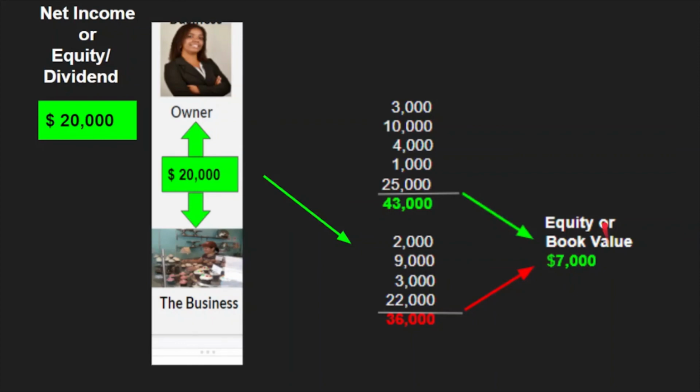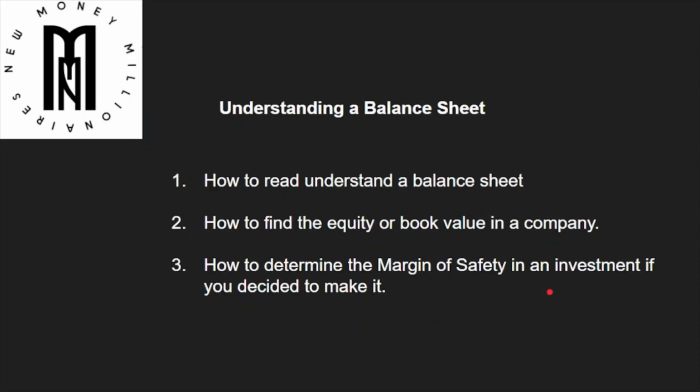So those are the things that you have to look for on your balance sheets and income statements, on the balance sheet mostly though. You can find out if the company is putting that money back into the company, if they're paying off their liabilities and boosting the equity, then that's a good thing. That's a company that you can possibly invest in. I hope now that you're able to understand how to read a balance sheet, how to find the equity or book value in a company, and how to determine the margin of safety in an investment if you decide to make it.